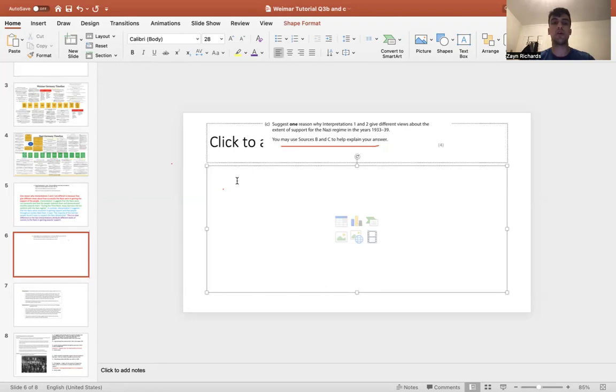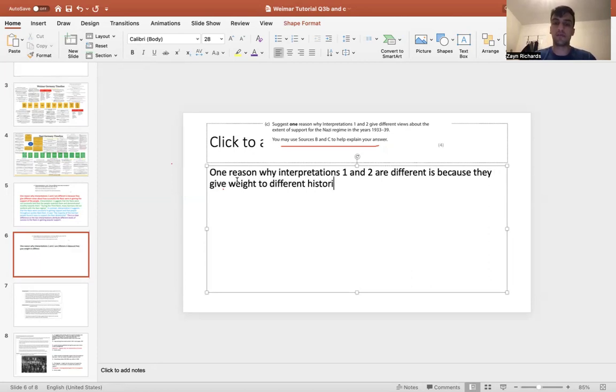No matter what the question is, you write the exact same sentence. So you say, one reason why interpretations 1 and 2 are different is because they give weight to different historical sources. No matter what, learn that off by heart, please, because that will get you at least 1 mark. Okay. You then will say interpretation 1, which is critical of the Nazi ability to gain support.